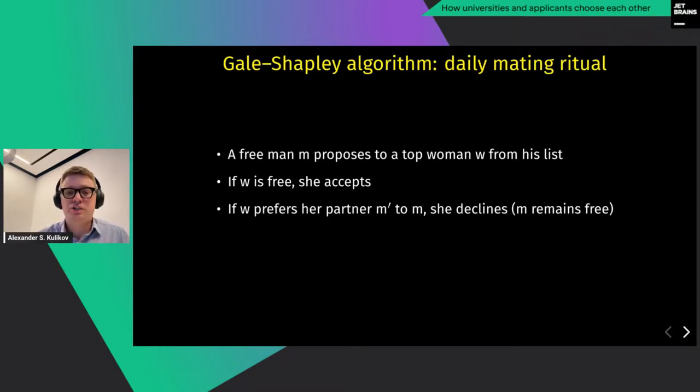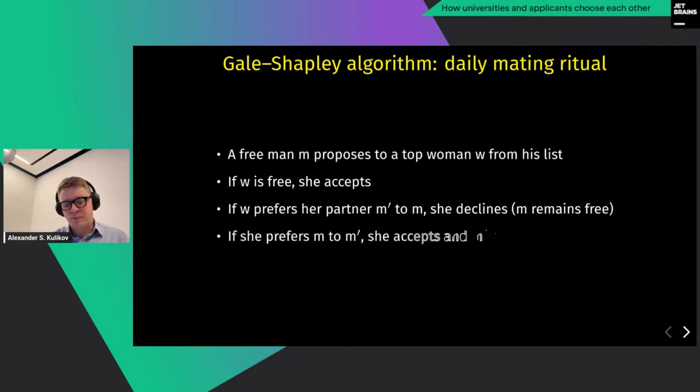So she just declines in this case. In this case, M remains free. So probably some other day, he will propose to some other woman. However, if the woman W realizes that she prefers M to her current partner M prime, then she accepts. Okay, so then W and M form a pair, and M prime becomes free. Okay, and this is basically the whole algorithm.